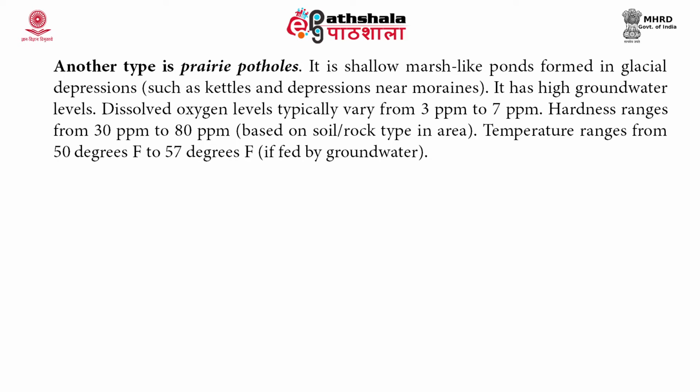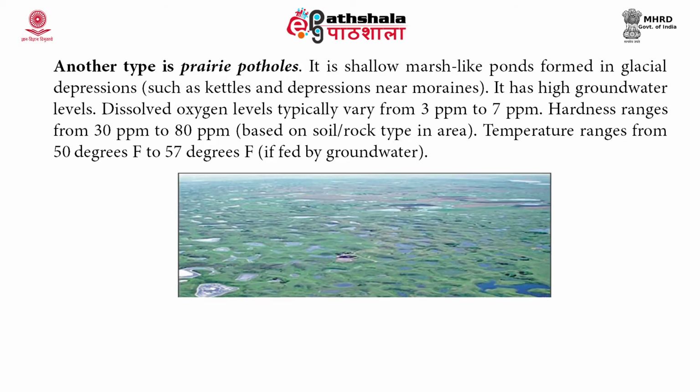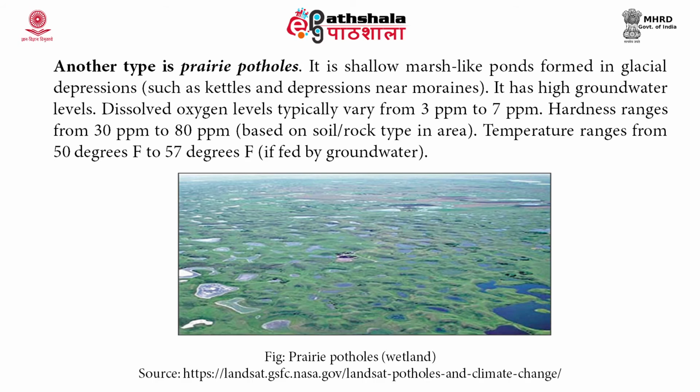Another type is the prairie pothole. It is a shallow marsh-like pond formed in a glacial depression such as kettles and depressions near moraines. It has a high groundwater level. Dissolved oxygen level typically varies from 3 ppm to 7 ppm. Hardness ranges from 30 ppm to 80 ppm based on soil and rock type in the area. Temperature ranges from 50 degrees Fahrenheit to 57 degrees Fahrenheit if fed by groundwater.